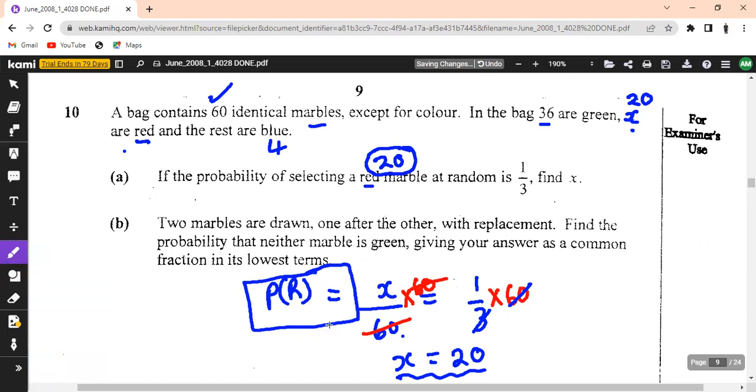And B, 2 marbles are chosen or drawn one after the other with, take note guys, replacement. Which means whatever you take, you have to return it back. Find the probability that neither marble is green, giving your answer as a common fraction in its simplest form. When they say neither, it means not green. We want the part that is not green, but any other color.